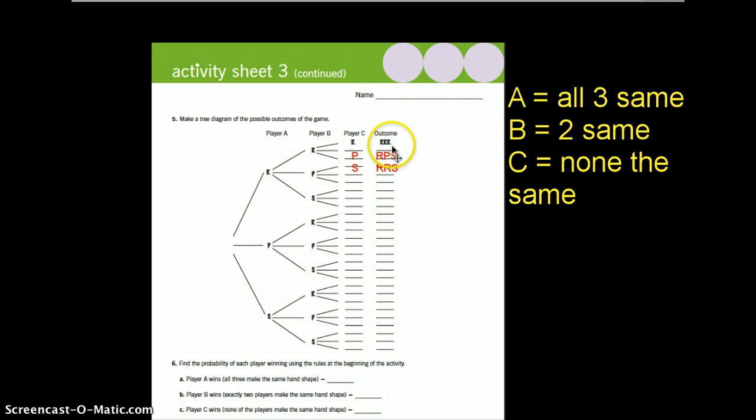From here, you're going to want to make sure that you're right: player A wins, player B wins, and player C wins. If player A wins when all 3 are the same, then in this first one, player A would win. In the second outcome, player C would win. And in the third outcome, player B would win, because it has to fill those requirements for either A, B, or C to win. Then you're going to answer these questions down below.